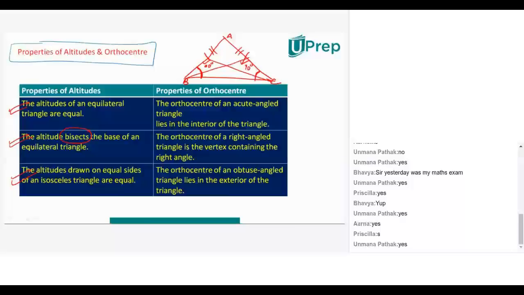Sir, can I try? Yeah, go ahead. That's what I want. I want you guys to try. Go ahead. Sir, maybe the altitude joins outside the obtuse angle triangle. Correct, but why does it happen? That is what he's saying. The three altitudes are going to meet outside. That is where we are going to find the orthocenter. But why? Why are they joining outside?